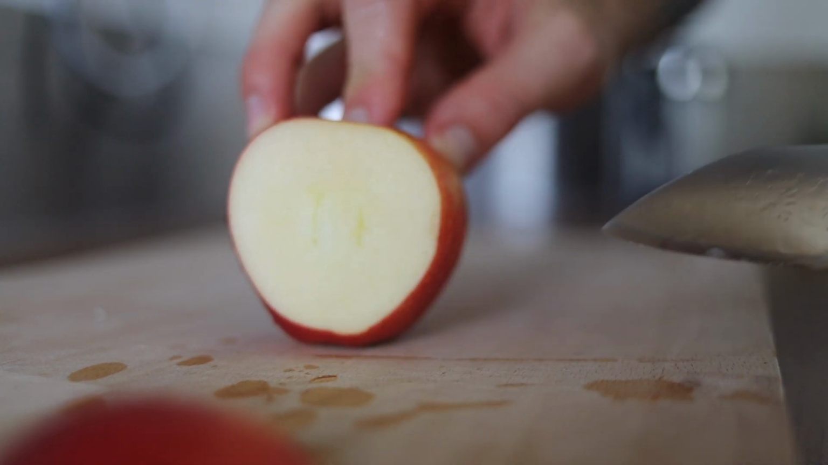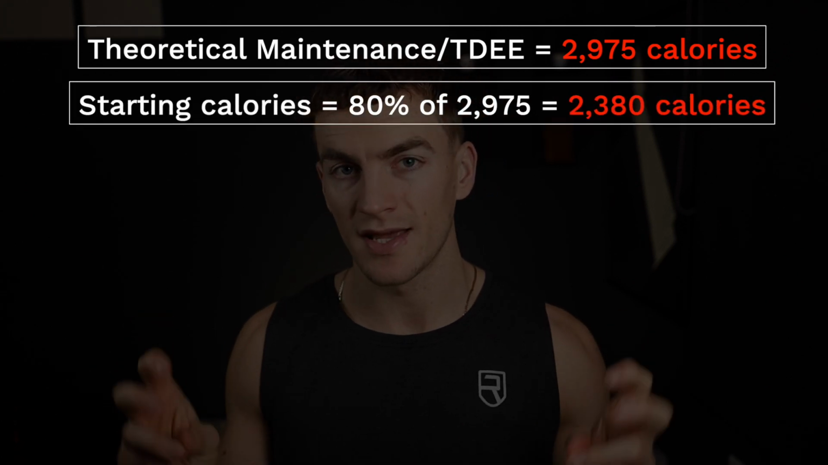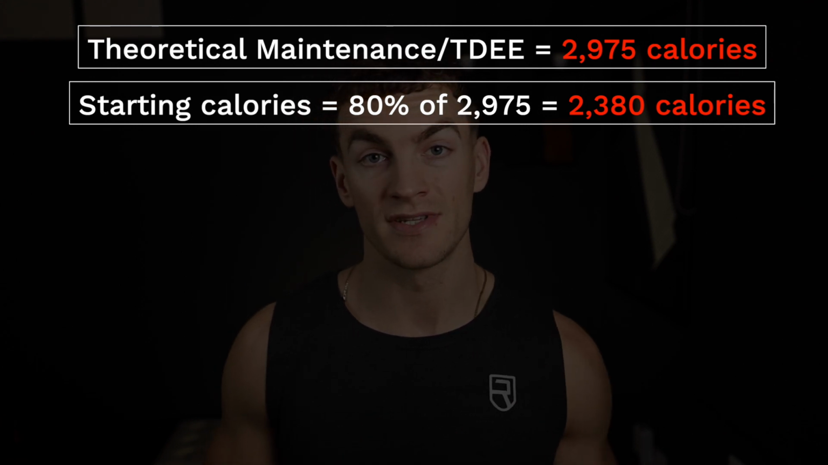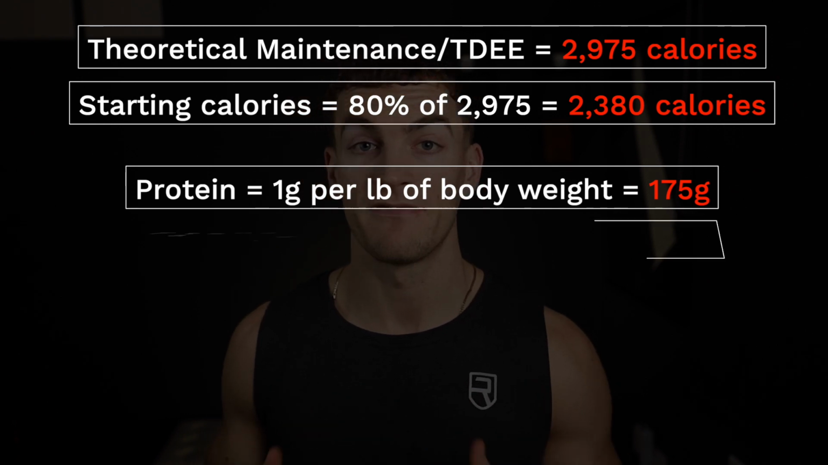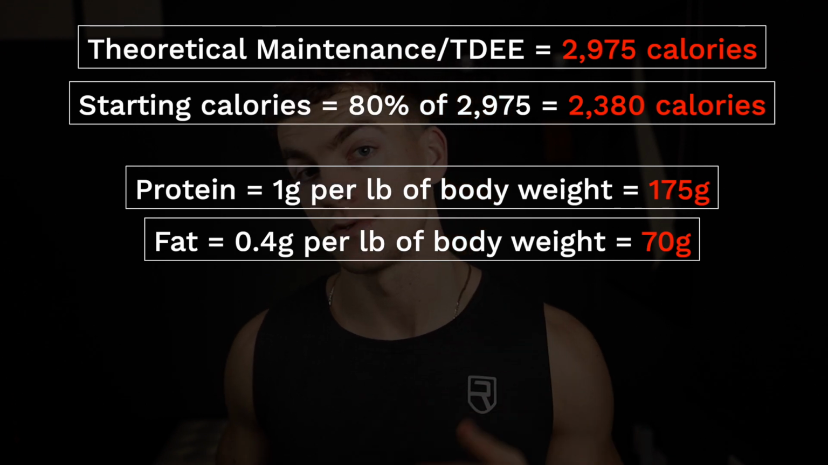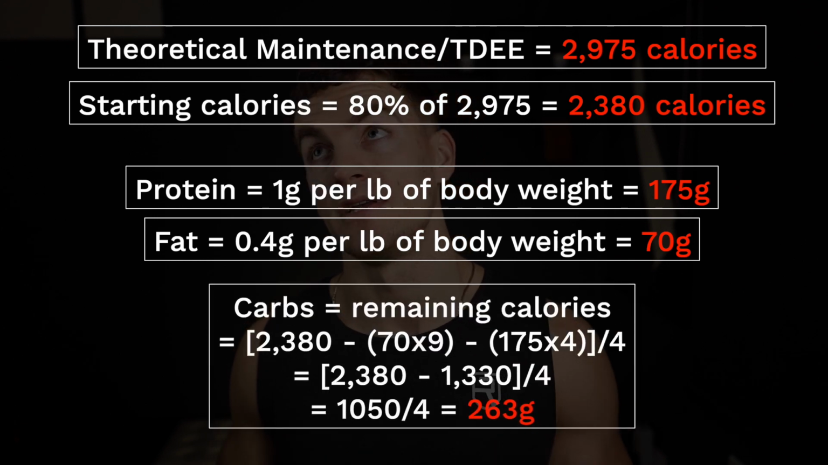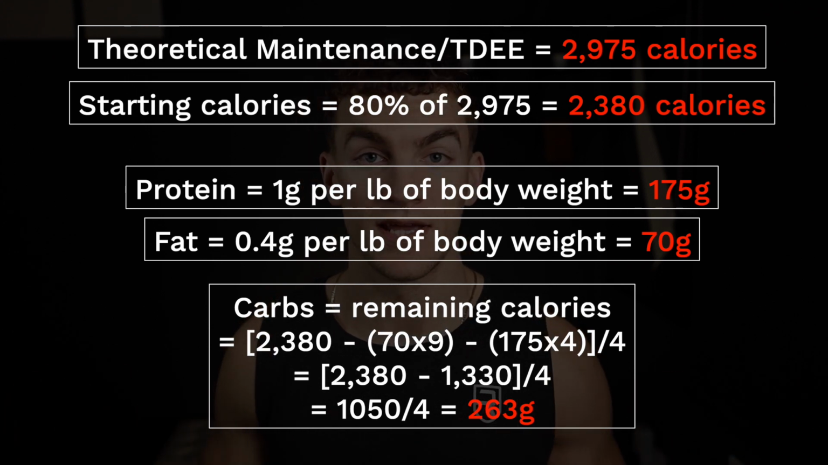So take my example, 2975 calories is my calculated TDEE, times 80% for my cutting calories or weight loss calories, 2,380. Now within that 2,380, I'll have 175 grams of protein because that's 1 gram per pound of body weight, and then 0.4 grams of fat per pound of body weight gives me 175 times 0.4 equals 70 grams. So I've got 70 grams, times that by 9 because there's 9 calories per gram of fat, plus my 175 times 4 because there's 4 calories per gram of protein, and then take that whole number away from 2,380 and I divide that by 4 to get my grams of carbs. So that gives me 263 grams of carbs.